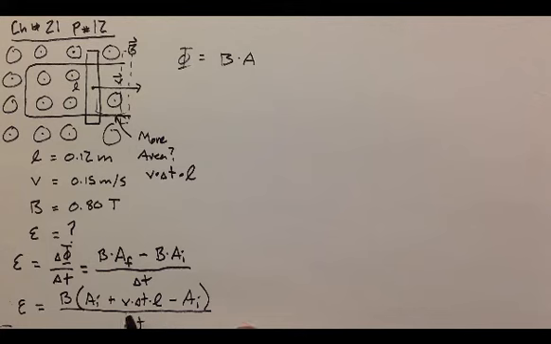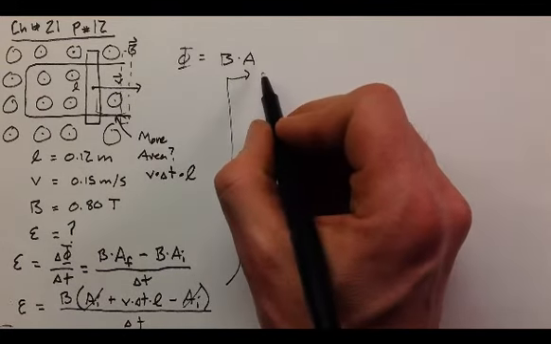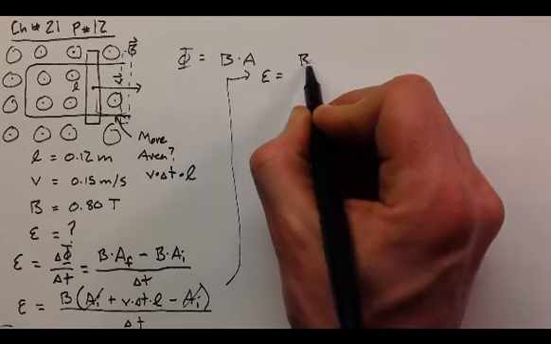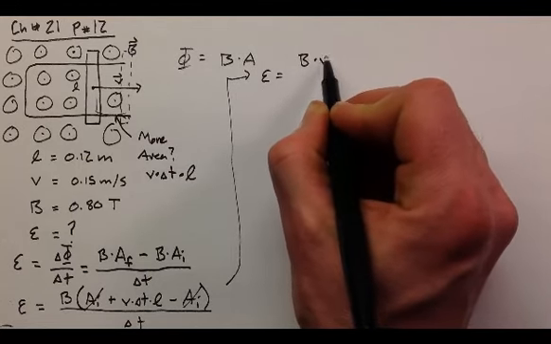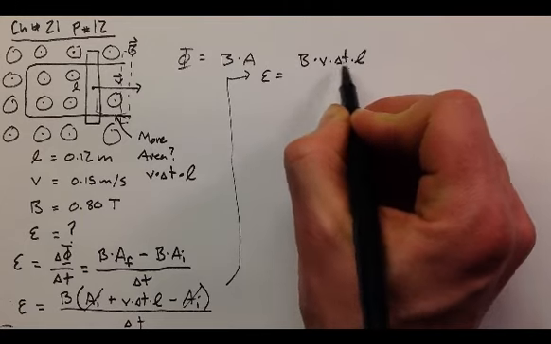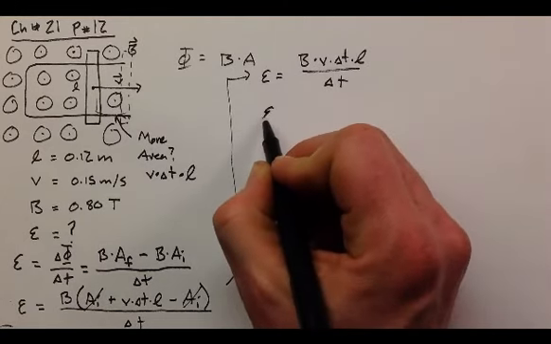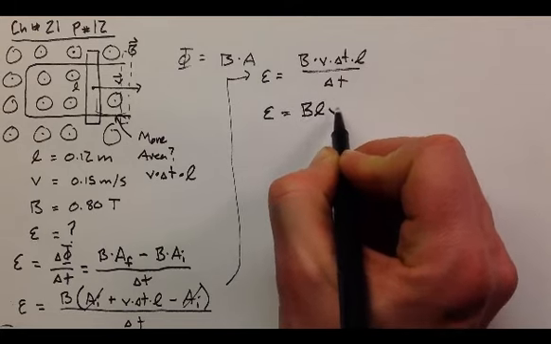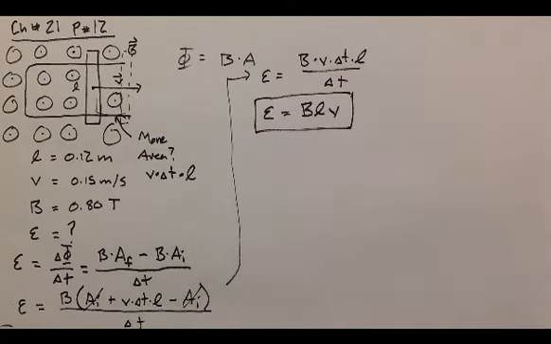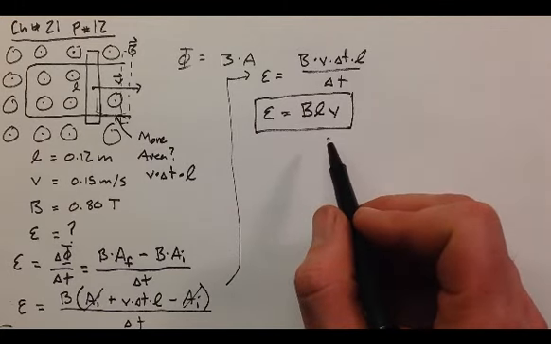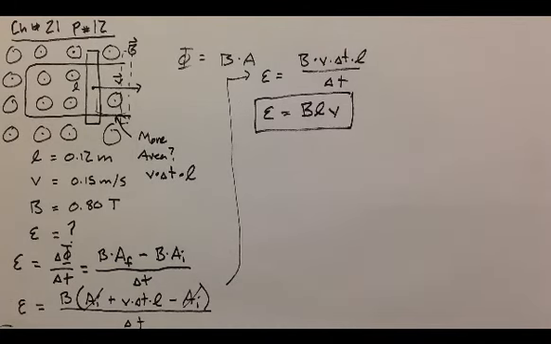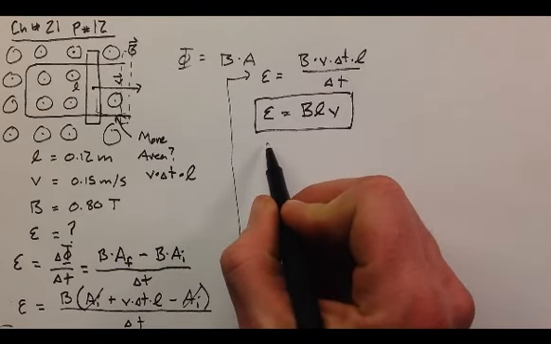Now, simplifying here, the initial area goes away, and I am left with the EMF equal to B times v times delta t times L divided by delta t, or E is equal to BLv. As a matter of fact, that equation is the last equation on your equation sheet underneath the electricity and magnetism section. So congratulations there, ladies and gentlemen.